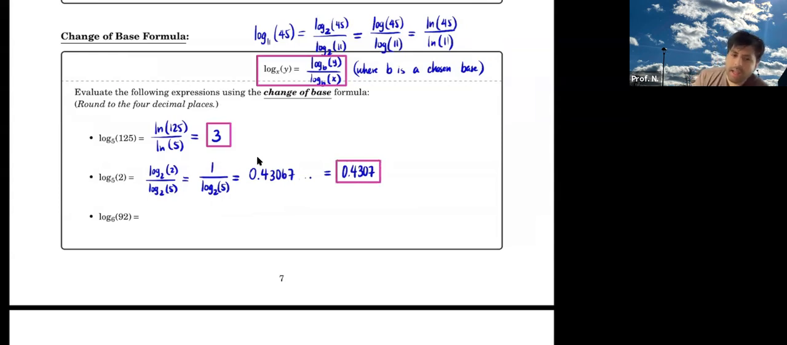Log base 6 of 92. I can rewrite this. Let's use base 10. So I can rewrite this as log of 92 and divide that by log of 6. So can anybody tell me what you guys get for this? Yeah, I got the same thing, Natalia. It's 2.5365... right? And if you round this to the 4 decimal places, you get 2.5237.